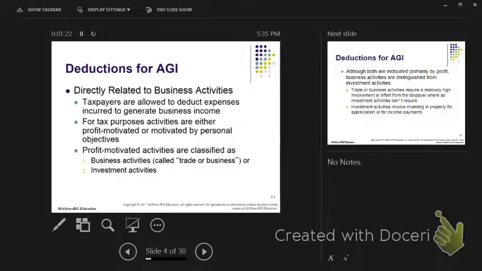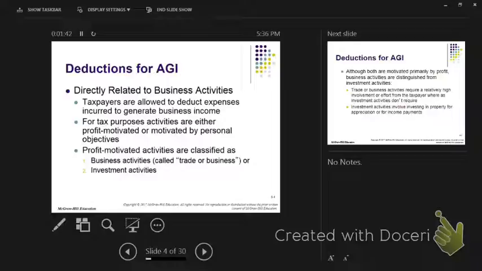And do you remember what for AGI means? It means above the line or the first page. Okay, above the line or the first page. All right, either way you want to look at it, that's what it means. So we want to make sure we're talking about the same thing. So a Schedule C is on the first page.